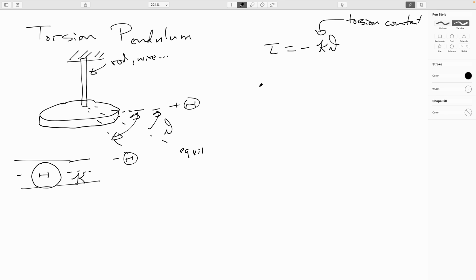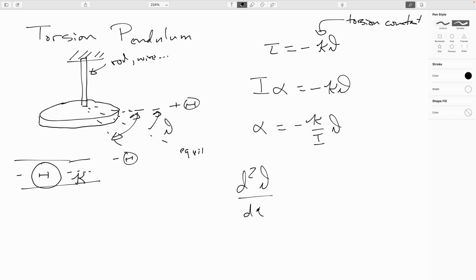So I can go ahead and do Newton's second law applied to rotations here and say that the torque will be equal to I times alpha. It'll be minus kappa theta. I can rearrange to get that alpha is minus kappa over I times theta. Then I remember that the angular acceleration is the second derivative of position with respect to time.